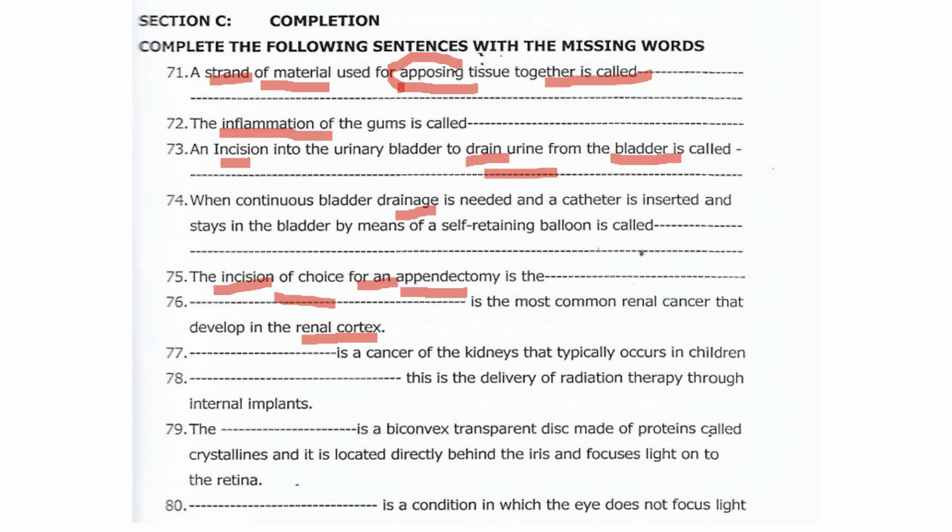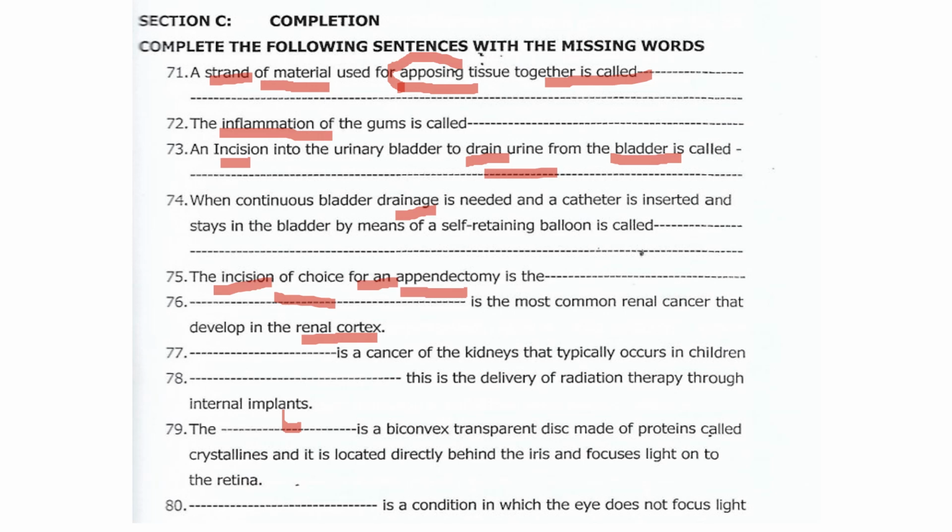Okay, we go to 78. Dash is a delivery of radiation therapy through internal implants. This is self-explanatory, friends. The answer is brachytherapy. 79, the dash is a biconvex transparent disc made of proteins called crystallines, located directly behind the iris, which focuses light onto the retina. Definitely the answer is the lens.